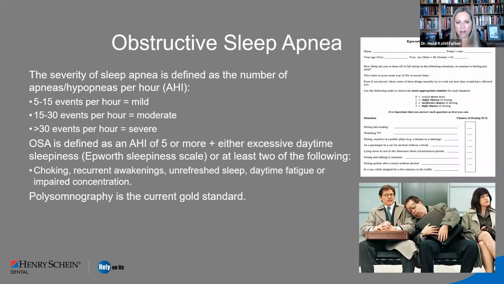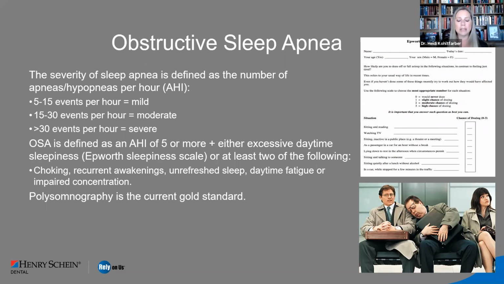And of course, we can look at the severity depending on the number of AHI events per hour. So 5 to 15 events is mild, 15 to 30 moderate, and greater than 30 is considered severe. OSA is defined as an AHI of 5 or more, plus either excessive daytime sleepiness, or at least 2 of the following: choking, recurrent awakenings, unrefreshed sleep, daytime fatigue, or impaired concentration. And of course, as we all know, polysomnograms are the gold standard, the standard of care for diagnosing obstructive sleep apnea.